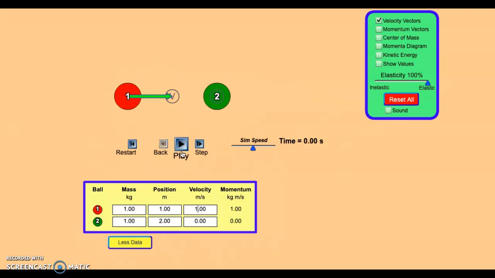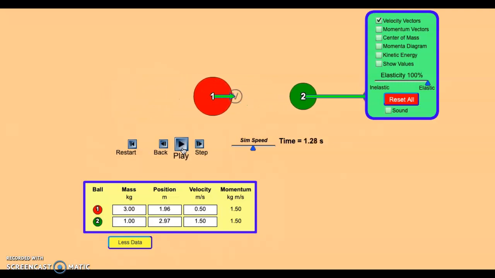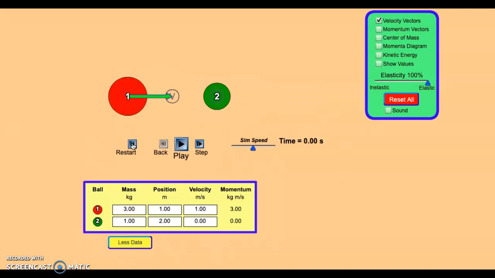Okay. For our next trial, increasing the mass of object 1. Again, object 2 is staying put, is not moving, and they're going to collide elastically. For the next trial, we're going to have two objects, same mass, colliding one right into the other, so equal and opposite velocities.